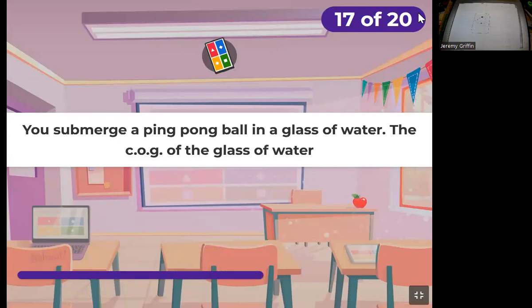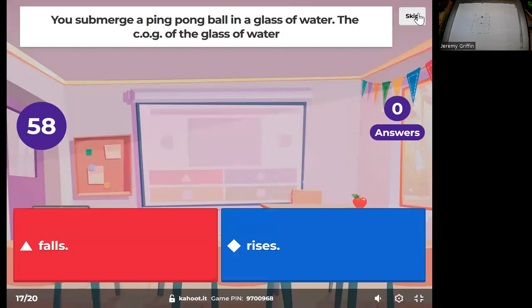Submerge a ping pong ball in a glass of water. The center of gravity of the glass of water... Ooh. Huh. It's a tricky one, right? I'm thinking all the water would have to rise, like the water level would rise, right? Because something that's not very massive, filled with air, is being pushed down. So I'm thinking the answer is going to be it rises, right?